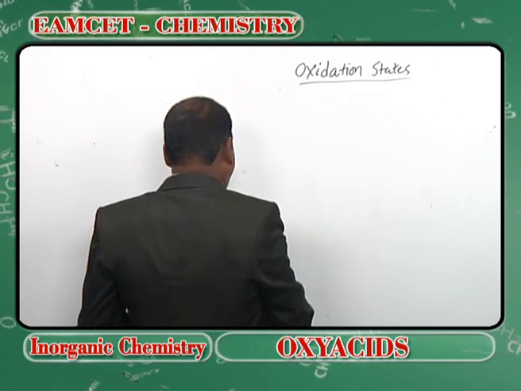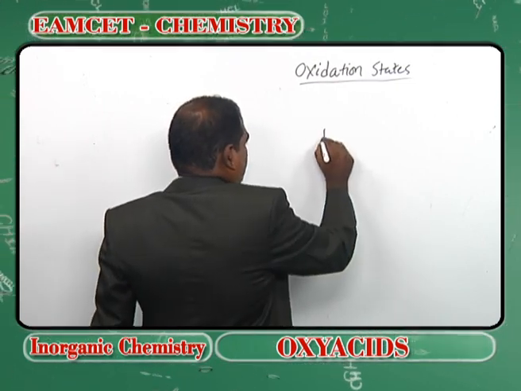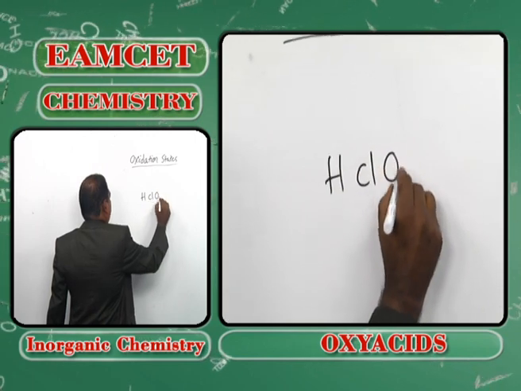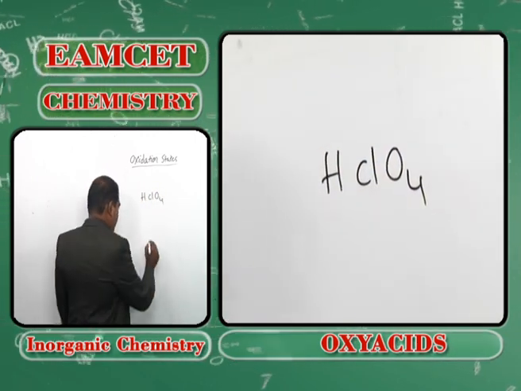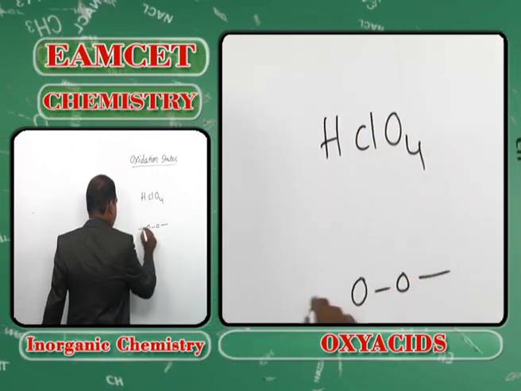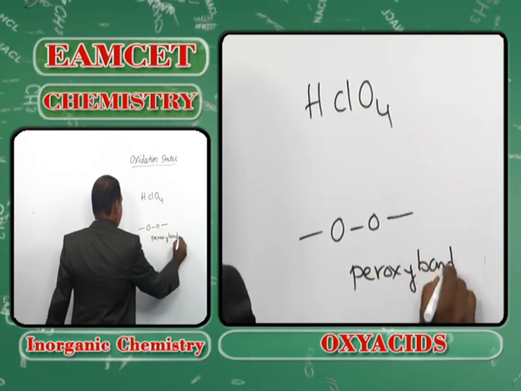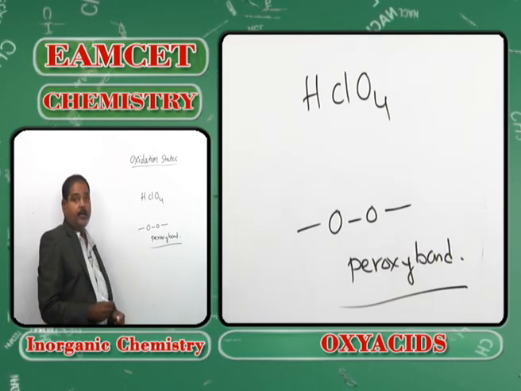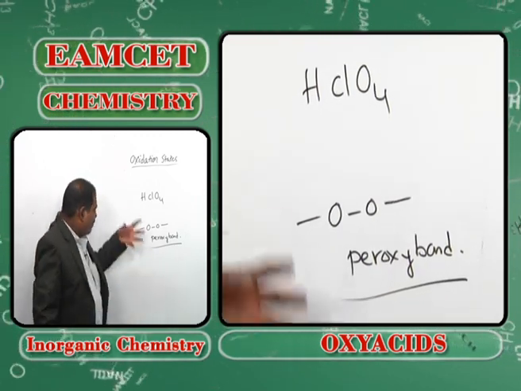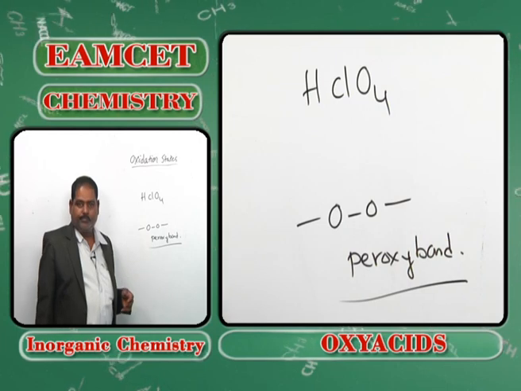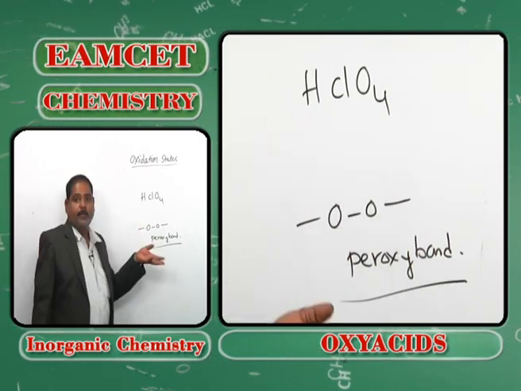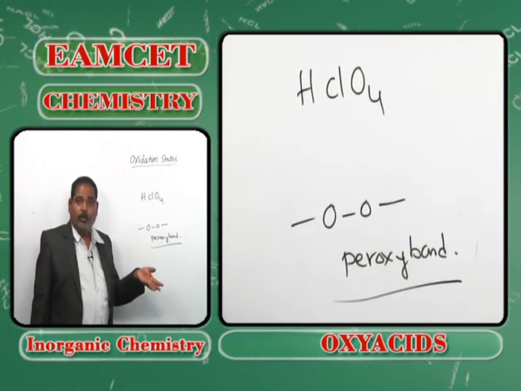Now you look at this molecule HClO4. Does it contain an oxygen-oxygen single bond, which is called a peroxy bond? So what will be the question? Which of the following has a peroxy bond? Why are we interested in this peroxy bond at all? Okay, a substance contains a peroxy bond. So what? Don't take it so easily.